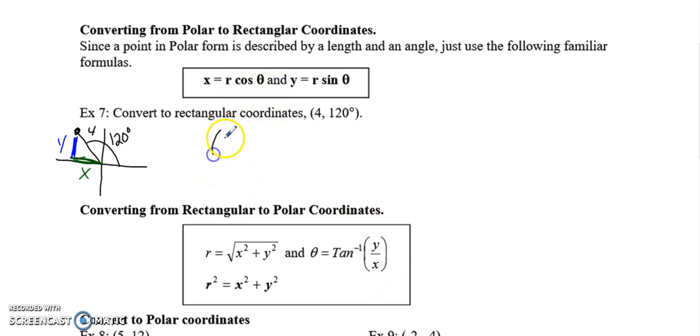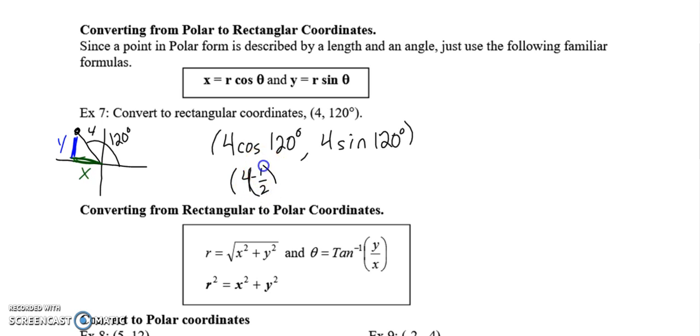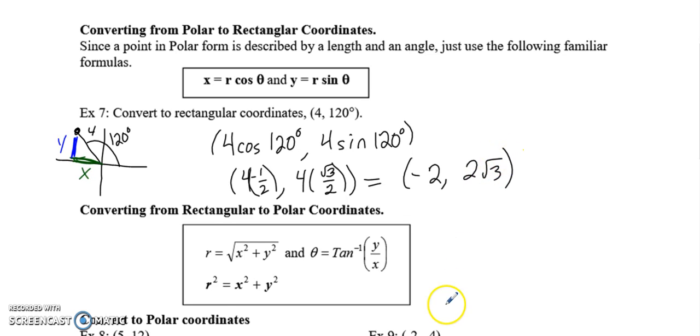So this we would just go 4 times the cosine of 120, 4 times the sine of 120. I know that references 60 and is in quadrant 2. So sine of 60, quadrant 2 still positive. So negative 2, 2 square roots of 3. So it's not a different skill. We've been doing that. Instead of the sharp brackets, this is an ordered pair.